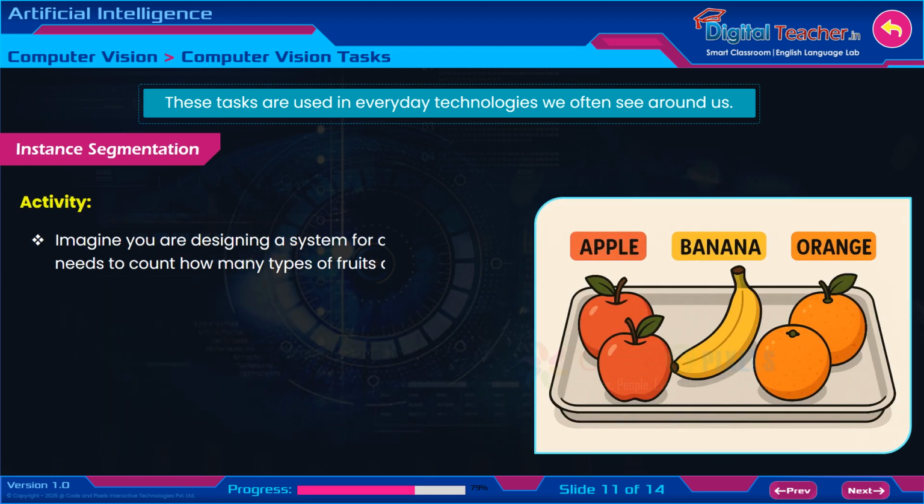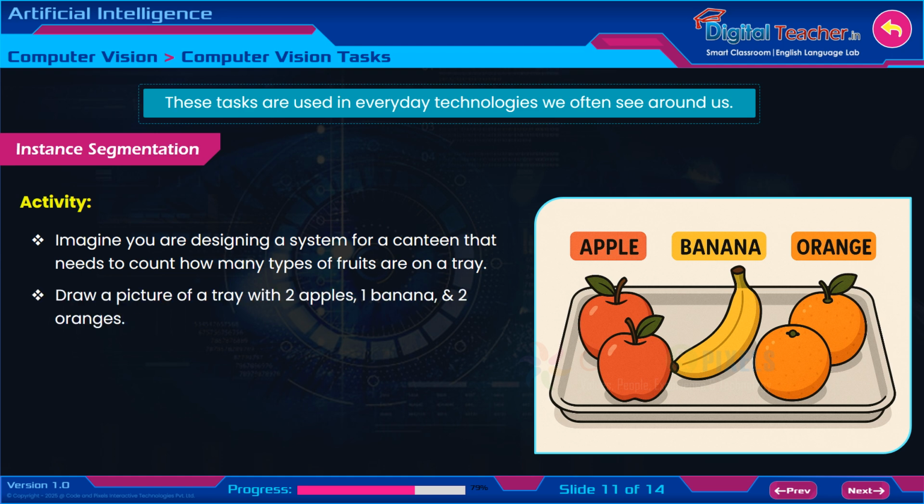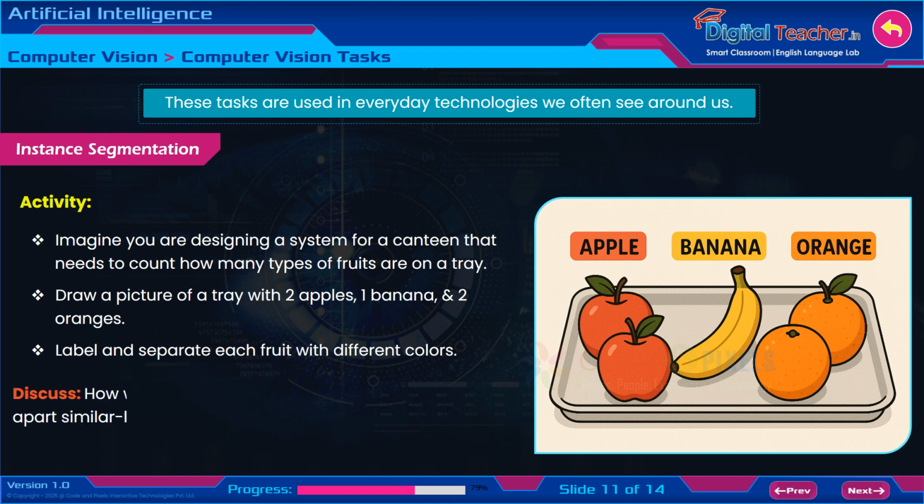Activity: Imagine you are designing a system for a canteen that needs to count how many types of fruits are on a tray. Draw a picture of a tray with 2 apples, 1 banana, and 2 oranges. Label and separate each fruit with different colors. Discuss how a computer would understand this image and tell apart similar-looking apples.